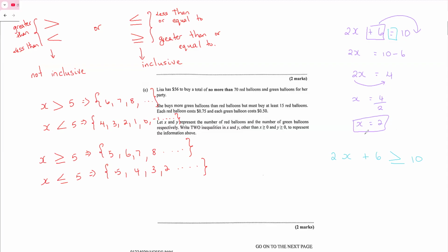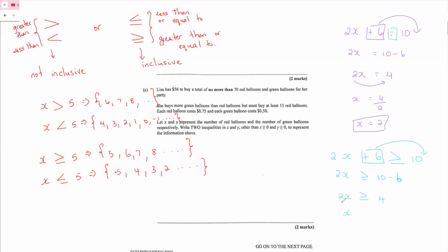Right? So we solve it the same way. You carry across the sign. Once you cross the sign, you do the opposite operation. So we end up with 2x is greater than or equal to 10 minus 6, which is 4.